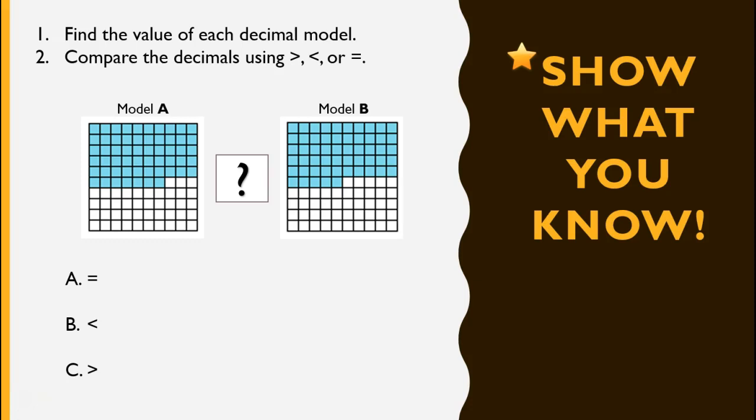That's number one. And then number two, you're going to compare the decimals that you create. Compare the decimal value of Model A to the decimal value of Model B. And you're going to choose if it's equal, less than, or greater than.